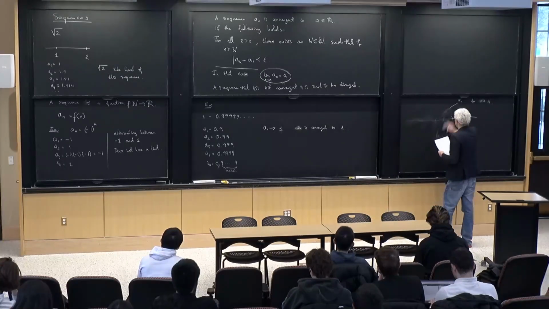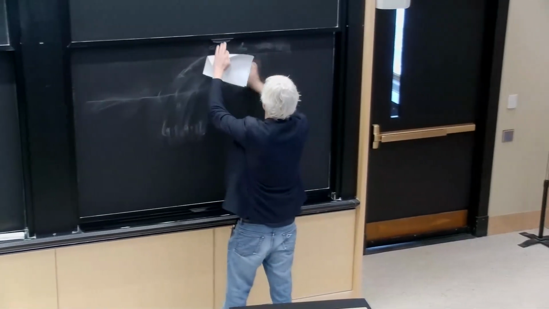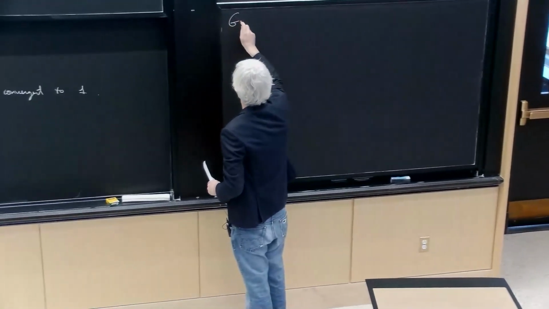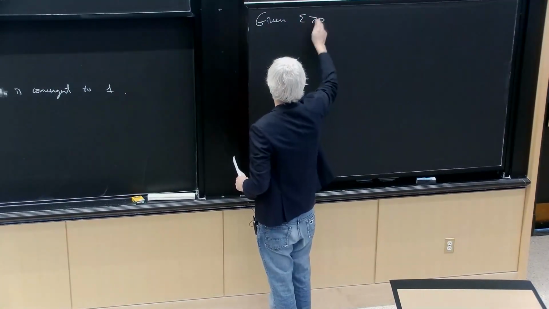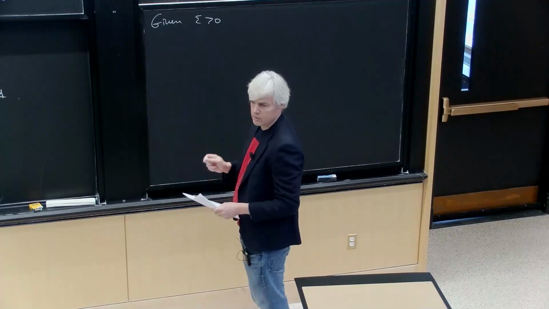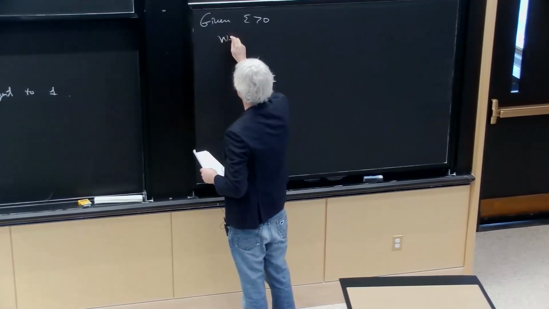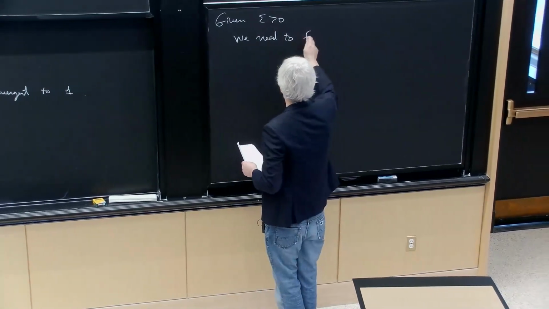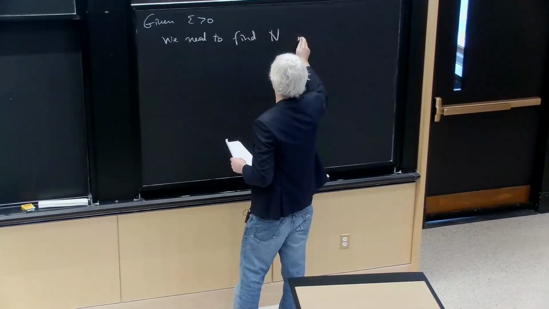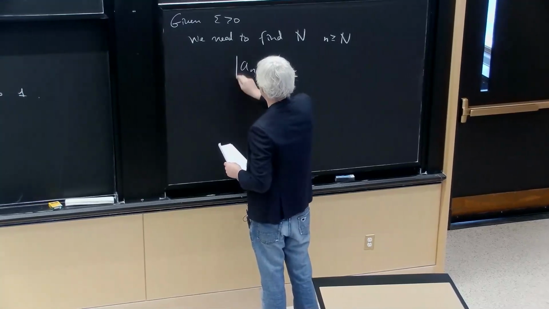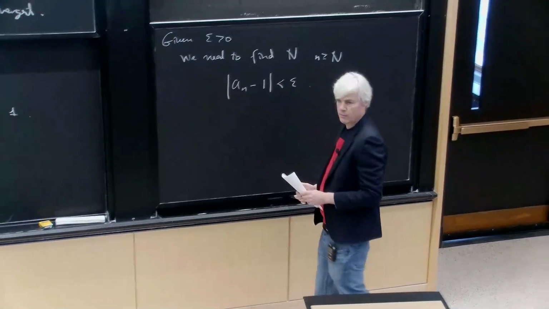And so now, of course, you give me an epsilon. So given epsilon greater than 0, I need to find a capital N so that from there on out, A_n is within epsilon. So for this epsilon, we need to find a capital N so that if little n is bigger than this capital N, then |A_n minus 1| is less than epsilon. That's what we need to do.